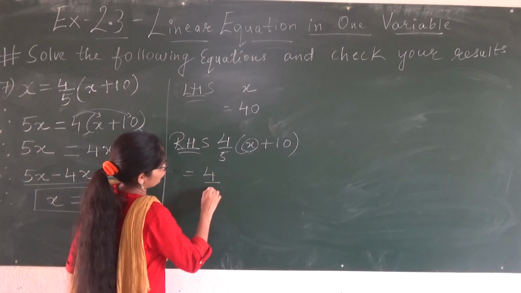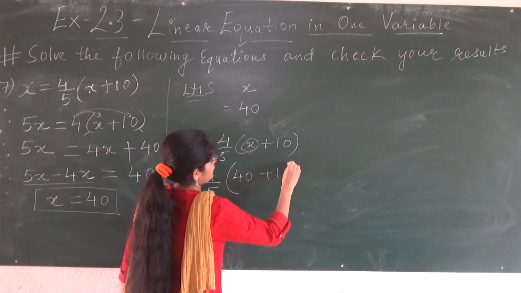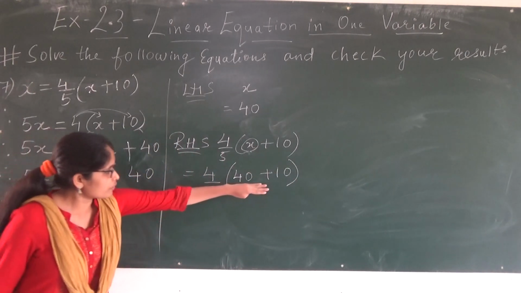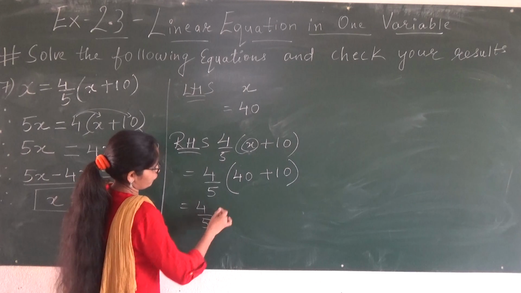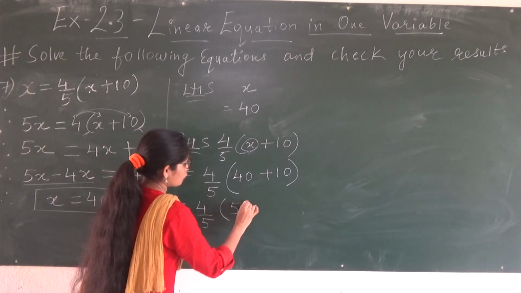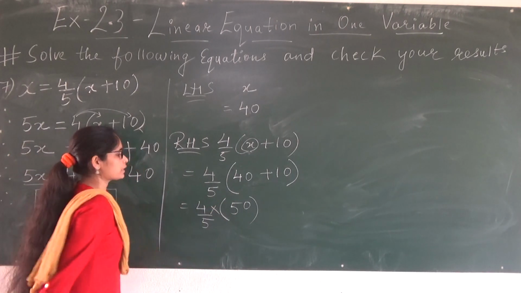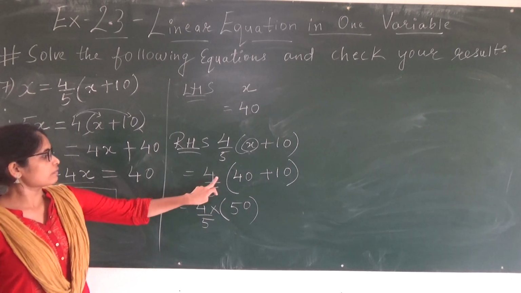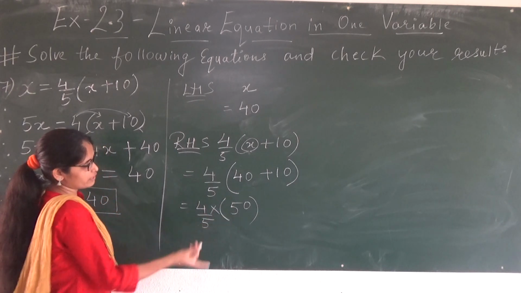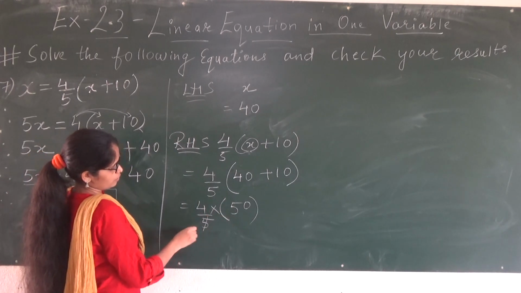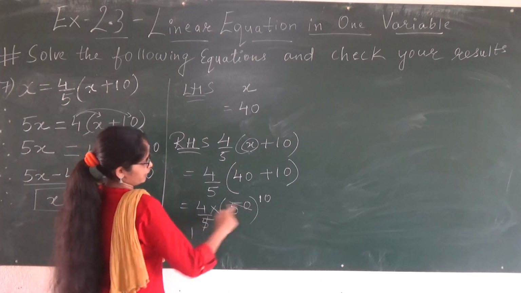So 4 upon 5 bracket here 40 plus 10 bracket close. Now first of all we need to solve the bracket part. Okay, so 4 upon 5 and 40 plus 10 will give you 50. Okay, here no sign is given, means which sign is there? Multiplication, that we know. So here whenever it is given like this, there is no sign, so multiplication sign is always there. Now 50 and 5 we can cancel it. Cancellation is possible. 5 ones are and 5 tens are. So 4 into 10 is left.